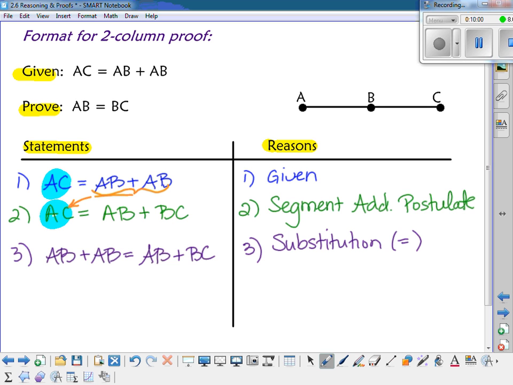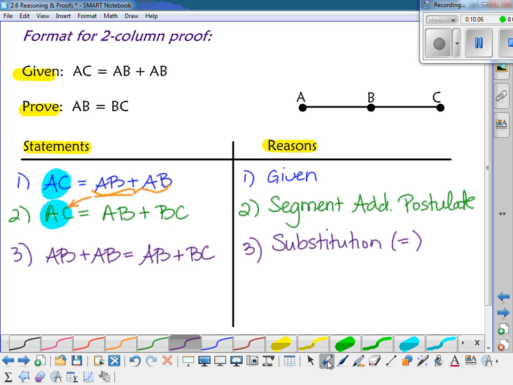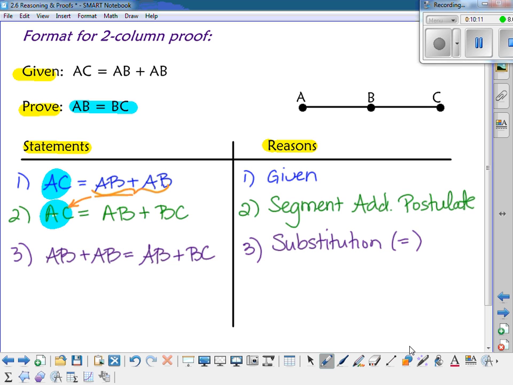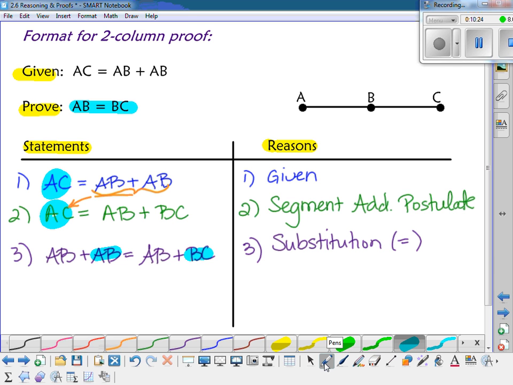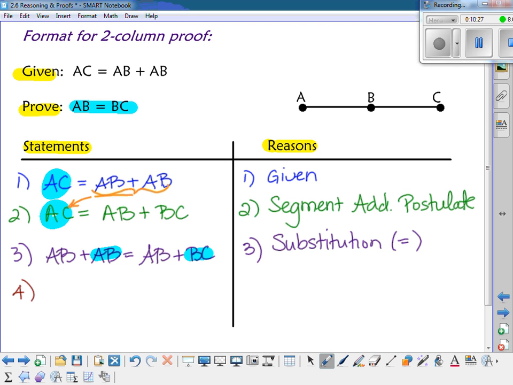And now, what I'm trying to get to, if you pay attention, where am I going? I am trying to prove that AB equals BC. Well, I've got an AB here and a BC here. So what do I need to get rid of to leave them alone? Well, I notice that there's AB and AB on both sides. So what I can do is subtract AB from both sides. And so if I subtract AB from both sides, I'm left with AB is equal to BC. And again, we used the subtraction property of equality to get there.